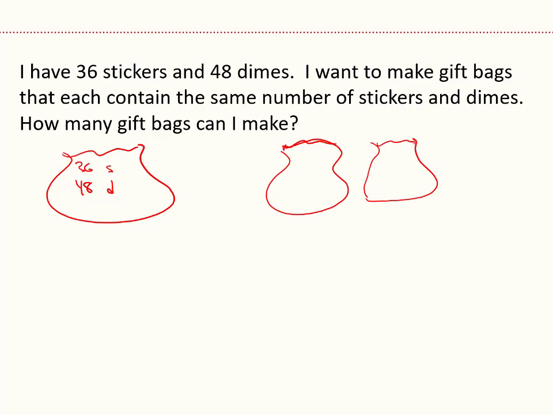If I had two gift bags, my stickers would divide in two, so I'd get 18 stickers and 18 stickers there. And the 48 would also divide by two, so 24 dimes in one bag and 24 dimes in the other bag. Okay, well, I'm going to keep experimenting on this, right?